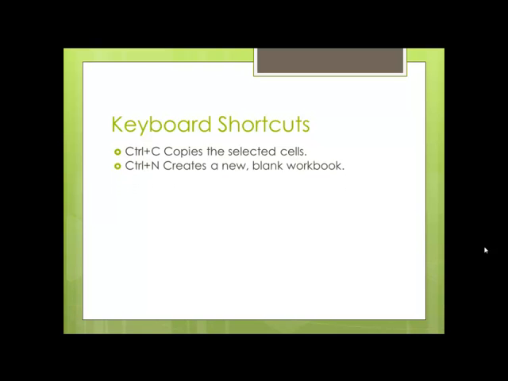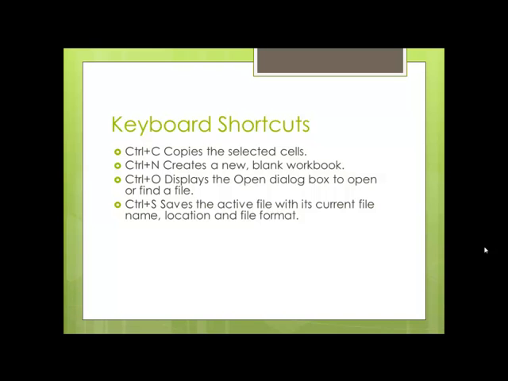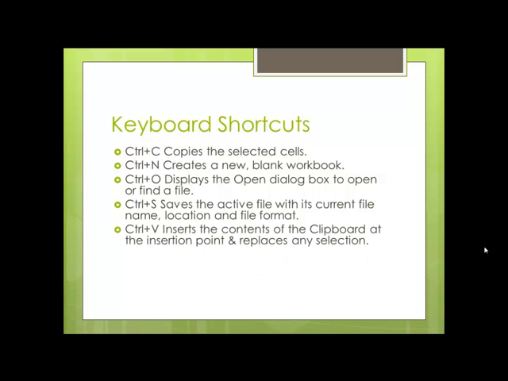Control N will create a new blank workbook. Control O will pop up that open dialog box we used to open a saved file. Control S will save the file that you are currently working in if you've already saved it. It will save the active file with its current file name, location, and file format. Control V will insert the contents of the clipboard at the insertion point. So if you've used Control C to copy information from a selected cell, you can use Control V to paste that information into a new cell, so you will have two cells with the exact same information in it.